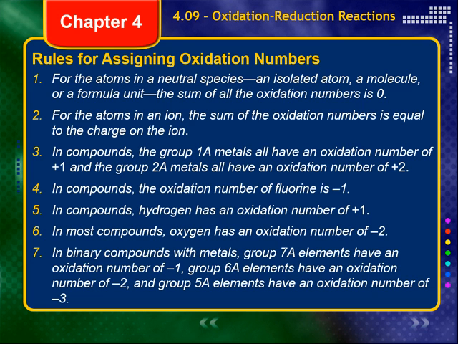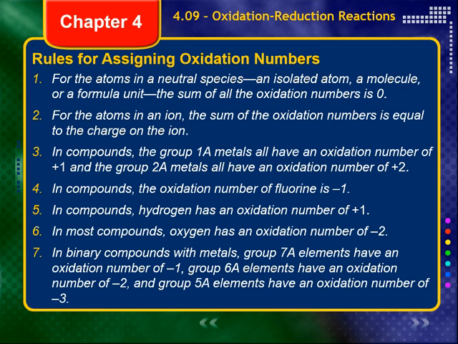For the atoms in an ion, the sum of the oxidation numbers is equal to the charge of the ion. So if it's a molecule or a formula unit, the sum has to be 0. But if there's an ion, meaning there is an overall charge, whether it's plus or minus, the sum of the oxidation numbers has to be equal to that charge.